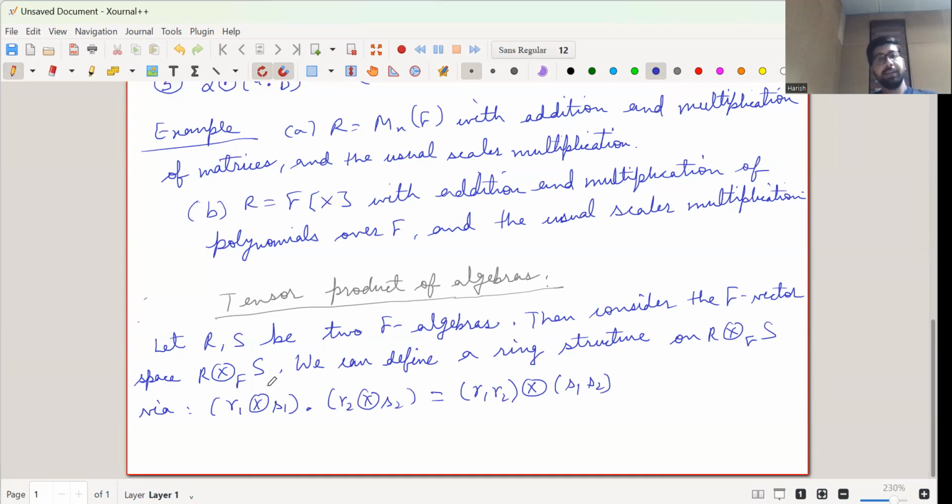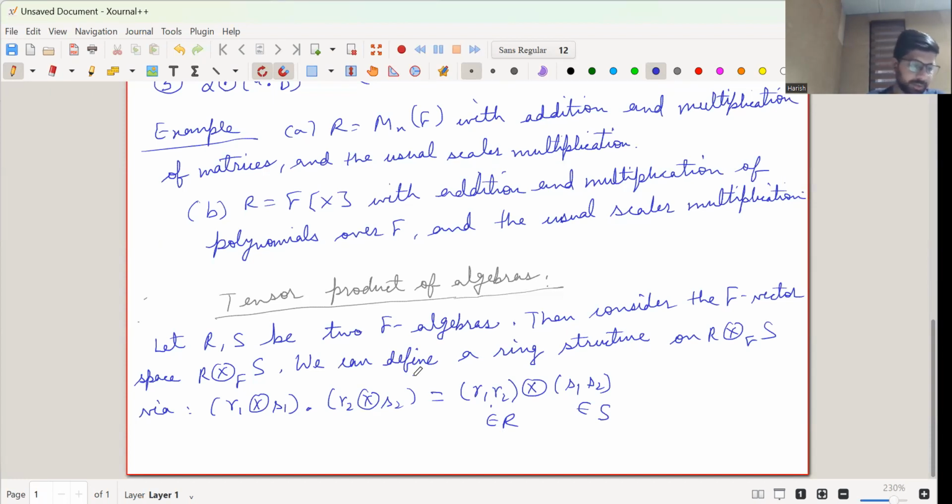So r1 r2 is well defined. Here this is inside R, so the multiplication is defined because R is a ring. The ring structure of R helps us say what r1 r2 is, and this is s1 s2, which are inside S. So we are using both the structures over R and S. To understand the set R tensor S, we consider R and S to be just vector spaces and see the vector space R tensor S, because we know the tensor product of vector spaces. Then using the ring structure over R and S, we are defining a ring structure over this R tensor S.